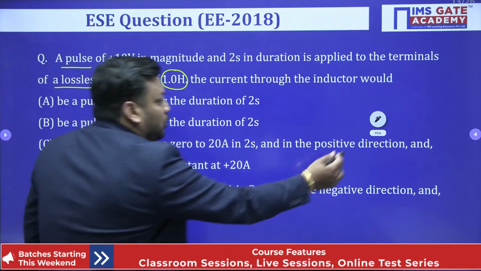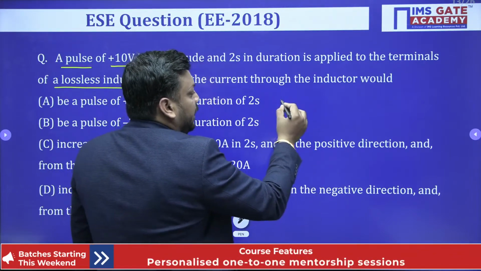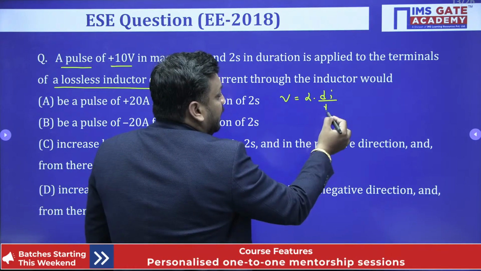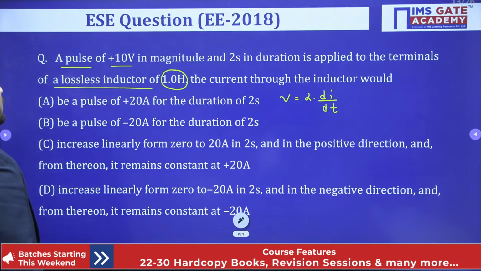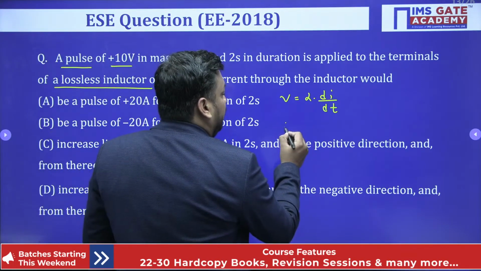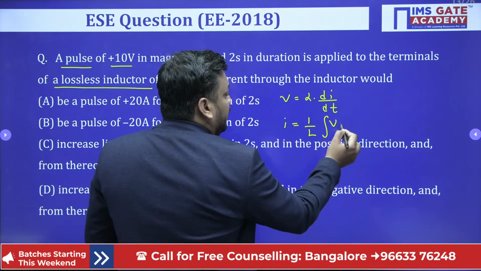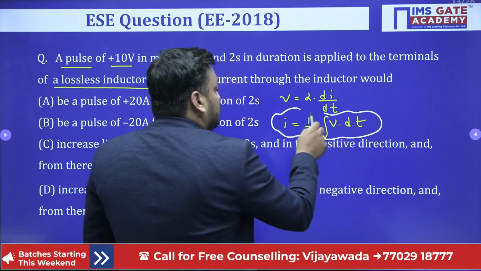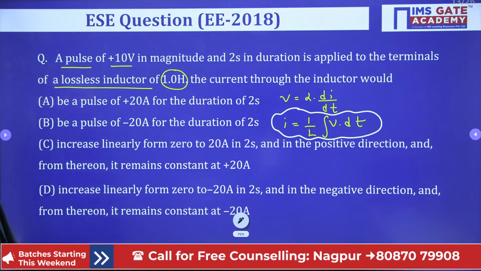Students, do you know the voltage and current relations across the inductor and capacitance? V equals L di upon dt, and V equals 1 upon C integration of i dt. Here the voltage waveform is given and we are asked for the current waveform. So we can write i is nothing but 1 upon L integration of V dt. It means if you want to generate the current waveform i, then you have to integrate the voltage waveform.